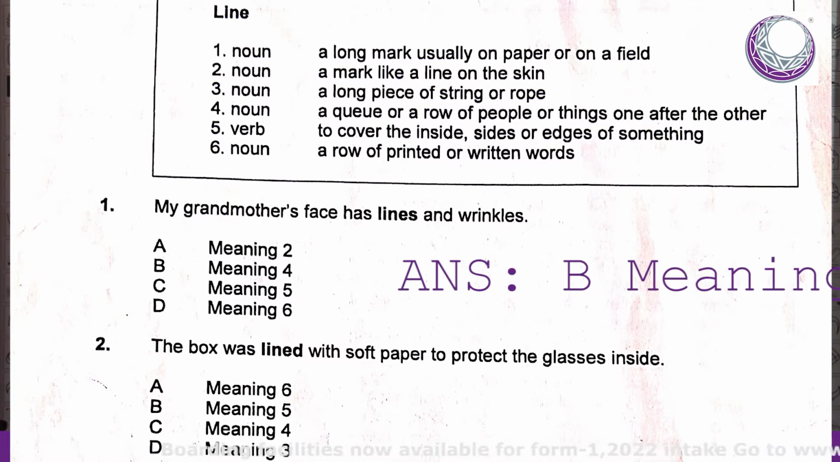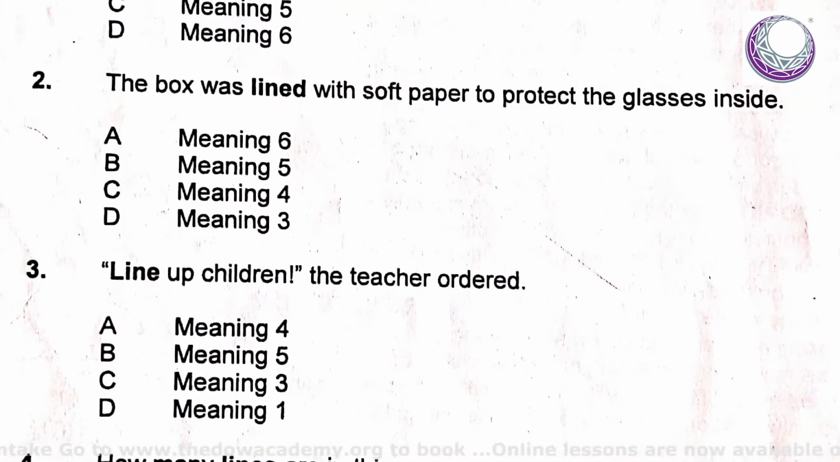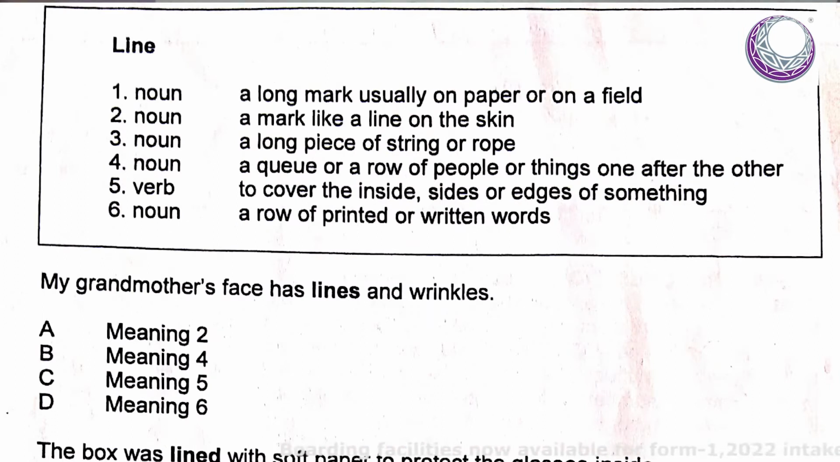Line up children, the teacher ordered. Okay, children are going for break and maybe you are helping. You are maybe an intern at the academy, or you are a visitor in that school trying to help. So when the class teacher says line up the children, what are you looking at in this case? The first one doesn't qualify. You can move on. Meaning 4 says a queue, a row of people or things one after the other. So you actually have to think about this one. So 4 is the correct answer in this case, meaning 4.